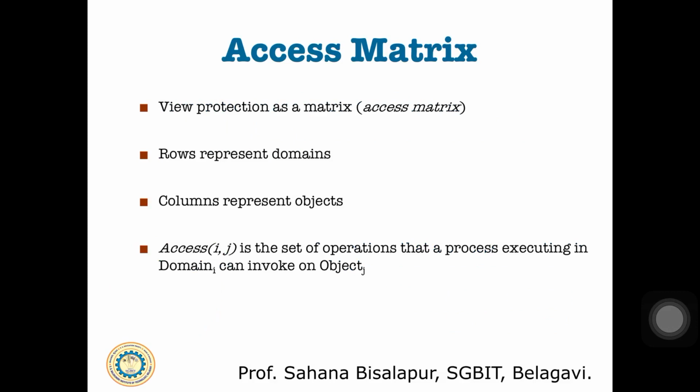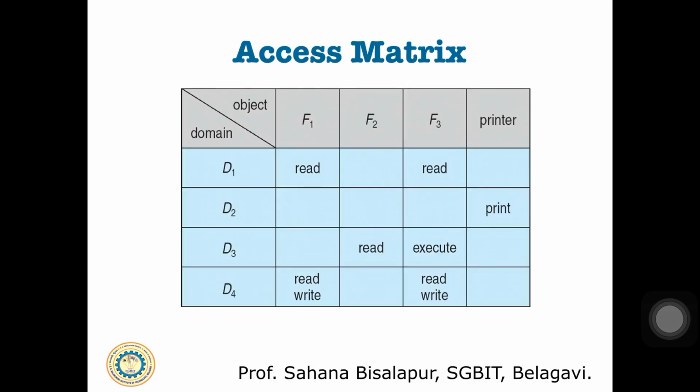So this model of protection can be viewed abstractly as a matrix. Here we call it the access matrix. The rows of the access matrix represent domains and the columns represent objects. Each entry in the matrix consists of a set of access rights, that is, what kind of access rights we have on a particular object by a process. As we can see in the diagram, the columns define the objects and the rows define the domains.